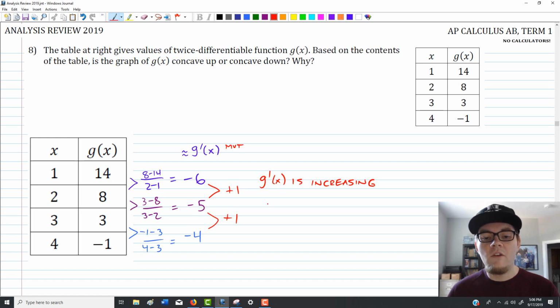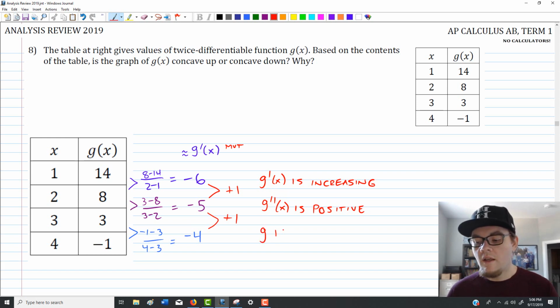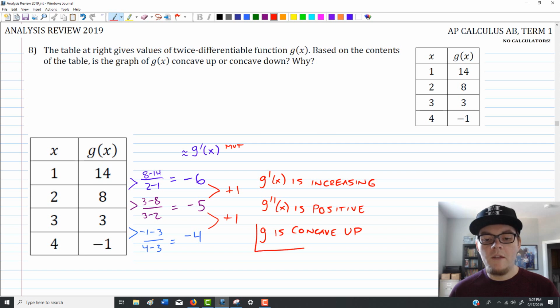If g prime of x is increasing, that's completely equivalent to saying that g double prime of x is positive. Because, of course, g double prime of x is the derivative of the first derivative. So if g double prime is positive, that tells us that g is concave up. So that would be my expectation. And again, for our reason why, I think you see it.